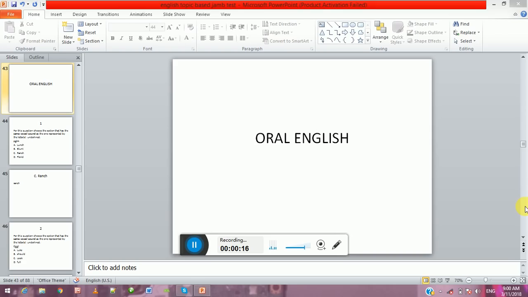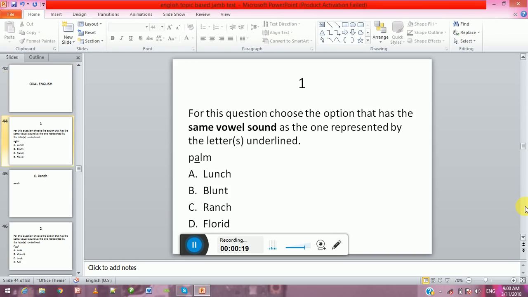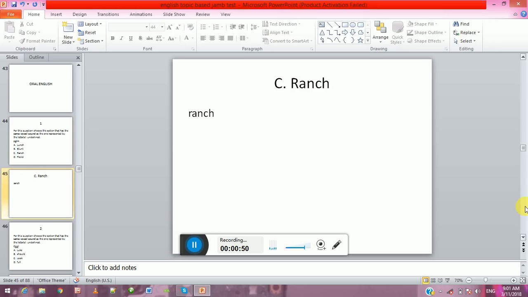We're starting immediately with vowels and consonants. For this question, choose the option that has the same vowel sound as the one represented by the letters underlined. The word is palm, and the underline is under the R. So we have A, lunch, B, blunt, C, ranch, D, florid. Which one has the R sound? You can see that it is ranch, C. So the answer is C, ranch.